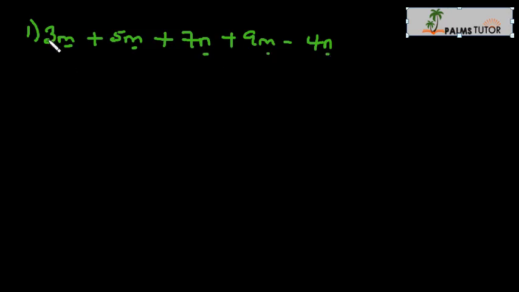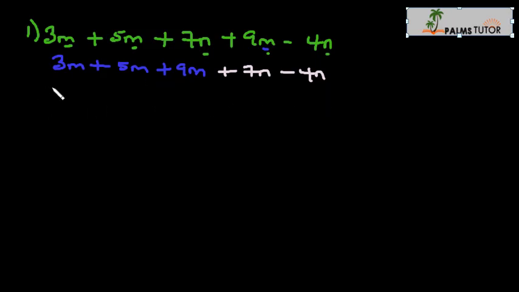So the first thing to do to simplify such an expression is to organize your terms. Bring the ones that are similar together. Now I'll use different colors. The ones that have m: 3m plus 5m, there's another m here, then plus 9m. Then I have 7n minus 4n. I have grouped them together. That's how to collect like terms. Then you begin to combine your coefficients.